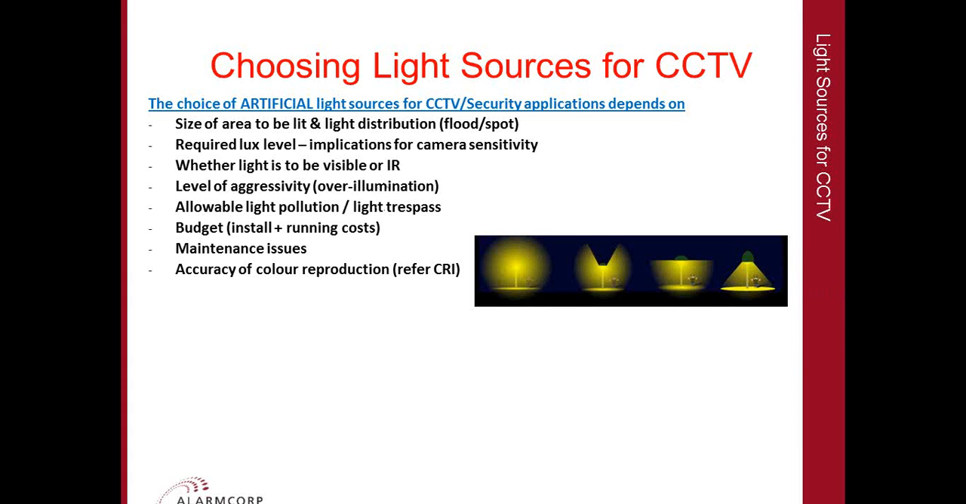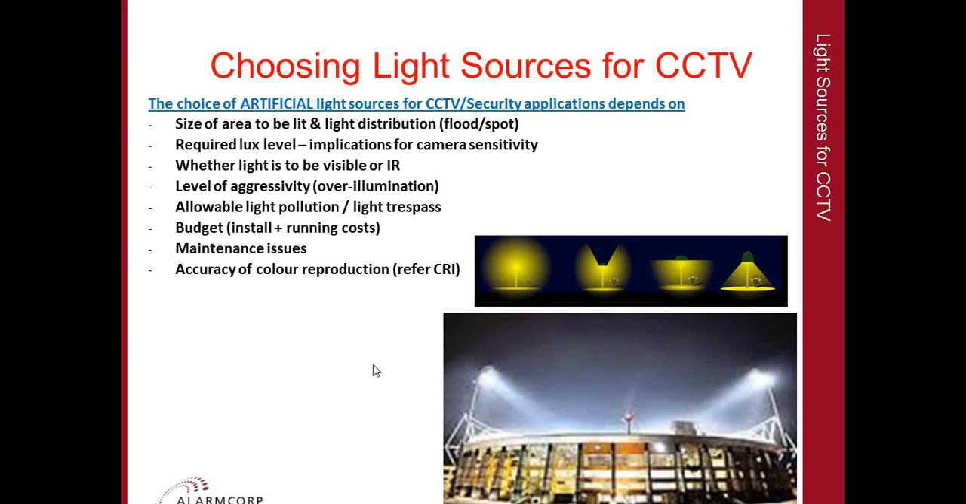Now, aggressivity is sometimes used as a security technique. If you make your facility very brightly lit, that can act as a deterrent to intrusion. On the counter side to that is the allowable light pollution or light trespass. In other words, lighting an area that you do not intend to light. And those of you who have ever lived next to a sports stadium that's being used to play night matches will know all about light trespass or light pollution. Of course, there is the budget for both the installation and the running costs, and there are the maintenance issues which we already discussed, and the issue of color accuracy. There we go, there's an example of a light stadium, and you see what I mean, that is a good example of light pollution.